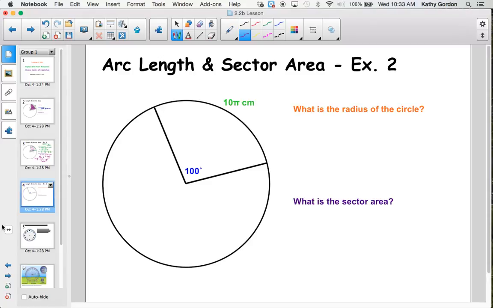Slightly new diagram. I want to know what the radius of the circle is and what the sector area of that section is going to be. And if you need to, you can just leave answers in terms of pi. You don't need to look them up. Just leave pi in the answer.